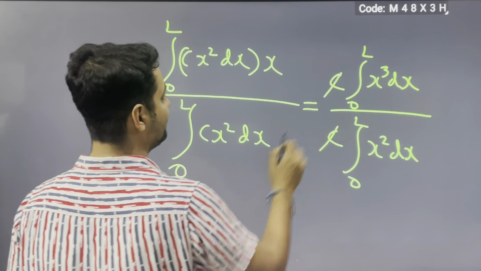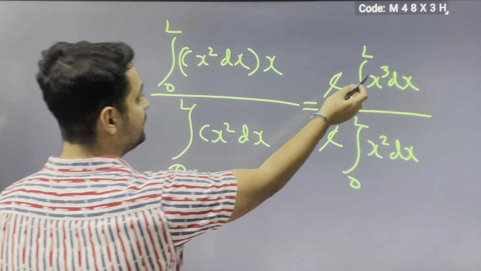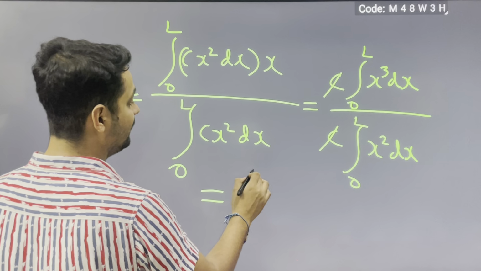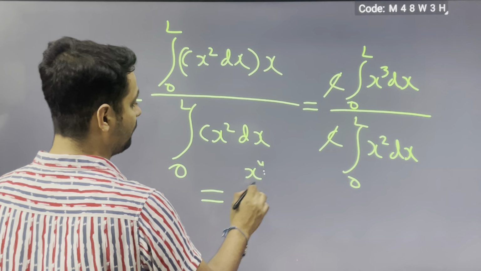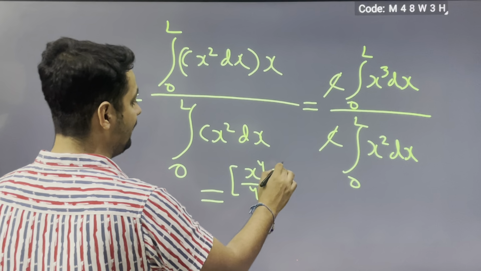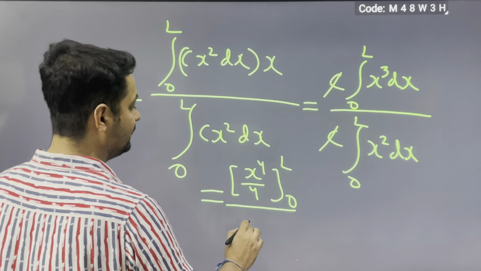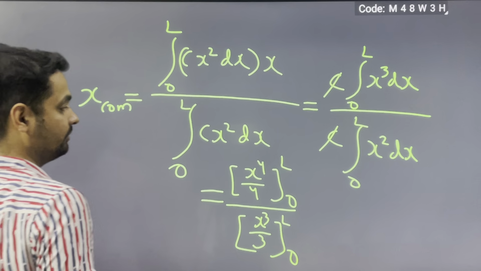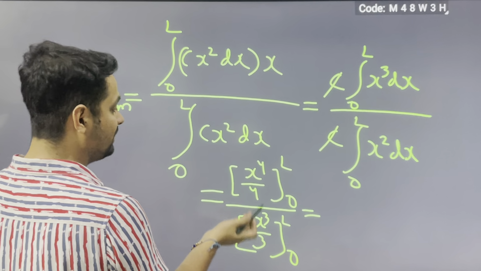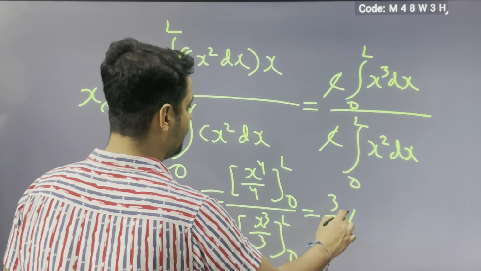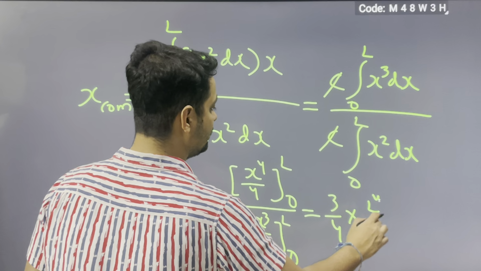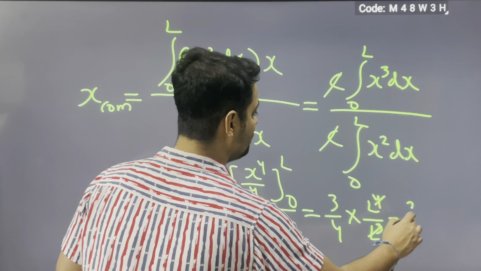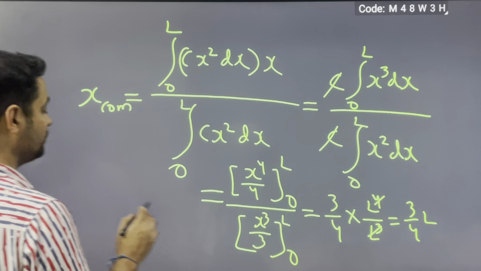Now the C's will cancel out. Finally we can write it as x power 4 by 4 from 0 to L, divided by x cube by 3 from 0 to L. So it can be written as 3 goes up, 3 by 4 into L power 4 divided by L power 3. So it will remain 3 by 4 L, and this is the position of the center of mass.